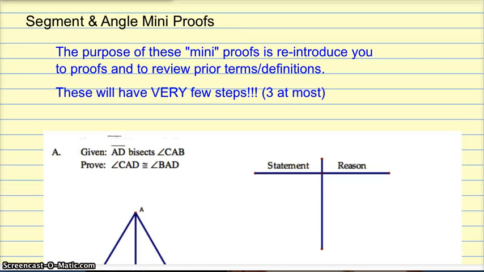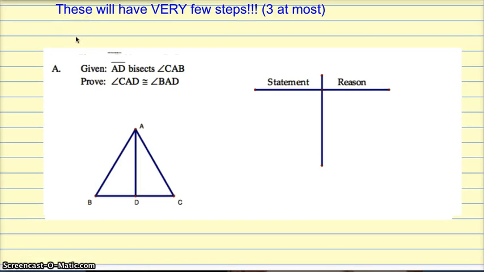So again, the purpose of these mini proofs is to reintroduce you to proofs and review prior terms and definitions. These in general have very few steps. I think the most that any of them have is 3. They're meant to be very small, hence the word mini proofs.